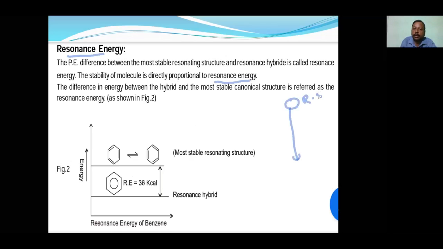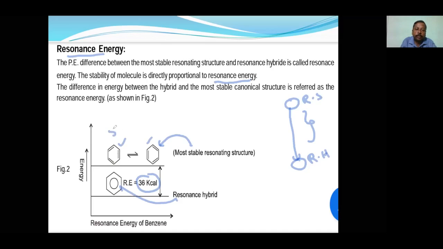Let us take this as the resonating structure. This is the resonating hybrid. More gap, more will be the contribution in the actual structure. Okay, this is the diagram. So this 36 kilocalories is the difference between this resonating structure and this resonating hybrid. So their difference is the same. Both differences are the same.